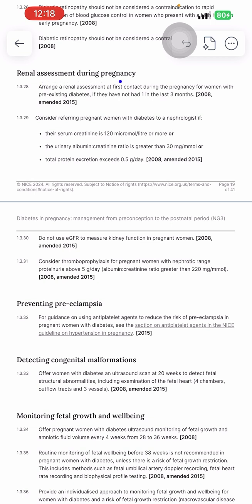Then renal assessment during pregnancy. Arrange a renal assessment at first contact during pregnancy for women with pre-existing diabetes if they have not had one in the last 3 months. Consider referring pregnant women to a nephrologist if the urine albumin creatinine ratio is greater than 30 or total protein exceeds 0.5 gram per day. Do not use eGFR to measure kidney function in pregnant women because it is usually not very reliable in pregnancy. Consider thromboprophylaxis for women with nephrotic-range proteinuria, above 5 gram.